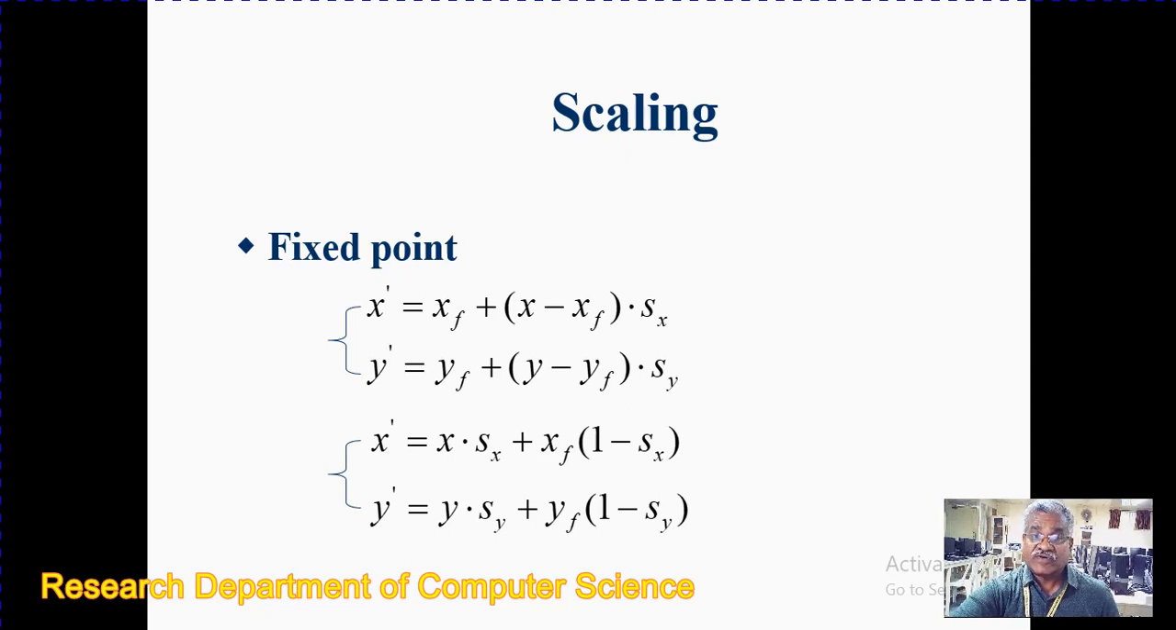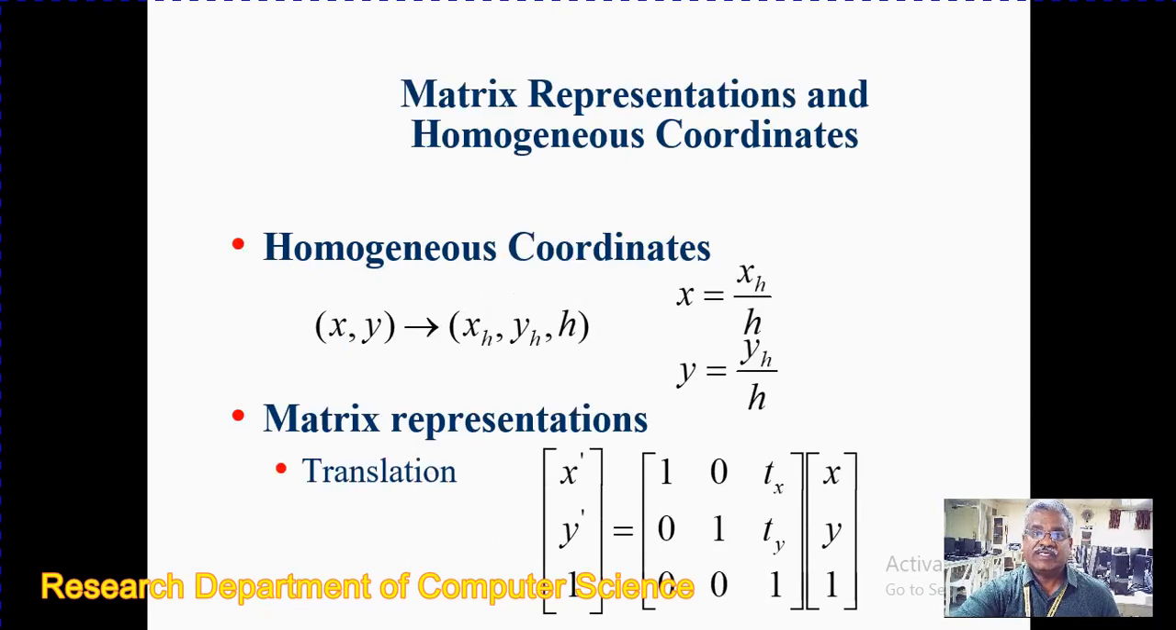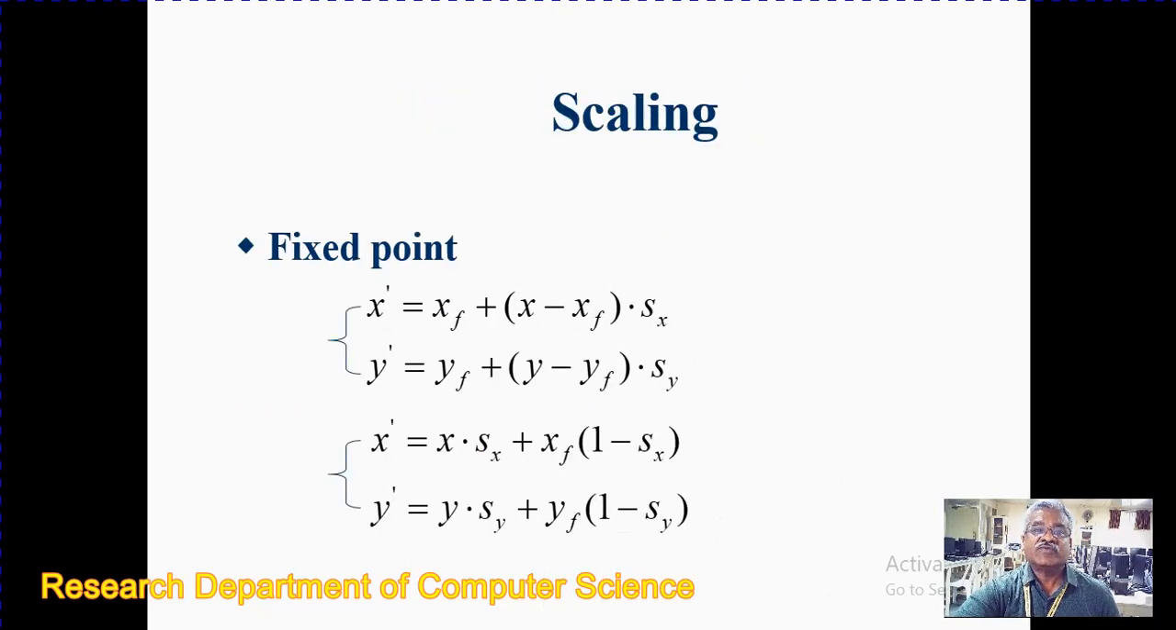And similarly for rotation, scaling also can be done using a fixed point, not the origin. That point also will be taken into consideration. That displacement is subtracted and multiplied by the scaling factor, and we will get new equations. So these are the basic transformations as far as two-dimensional geometric graphics is concerned.